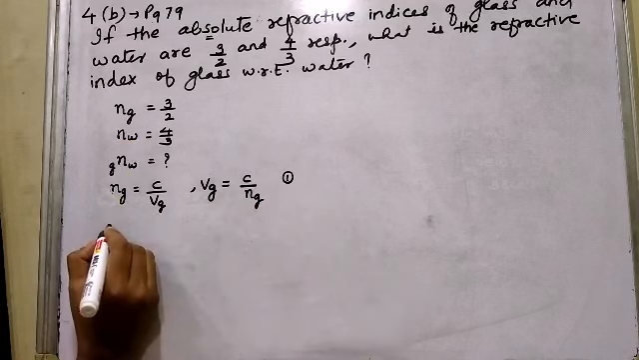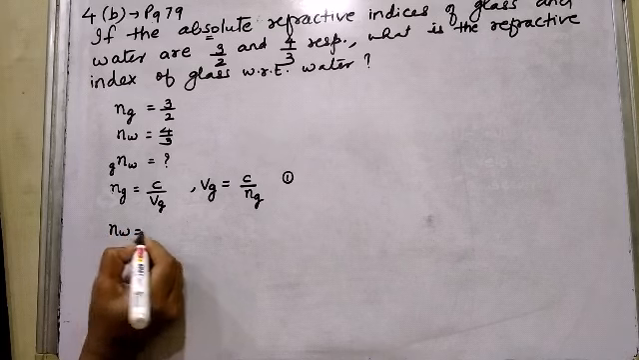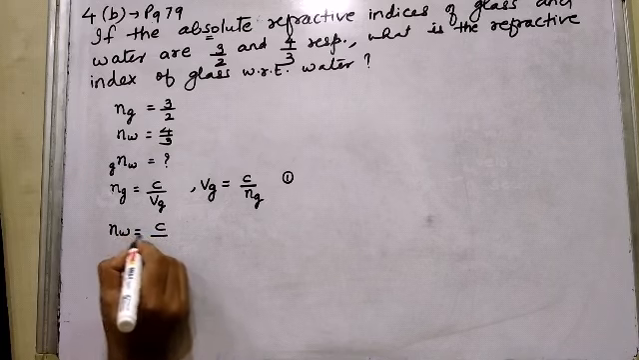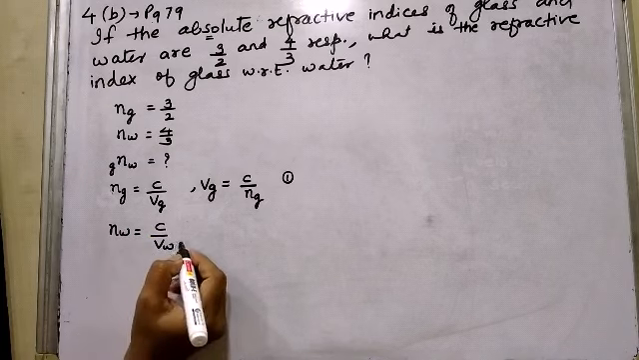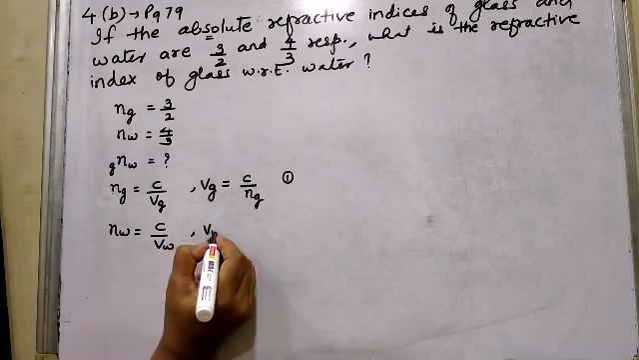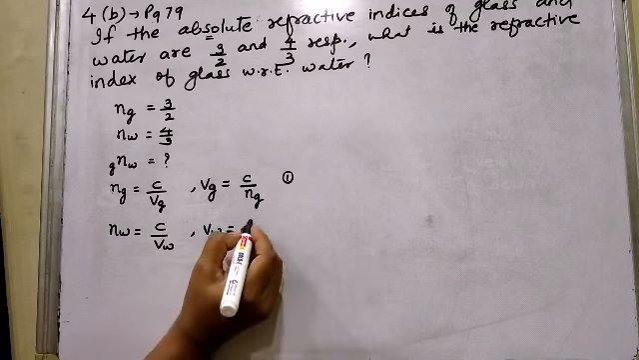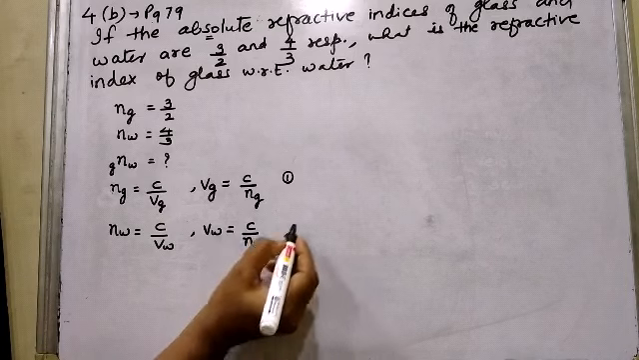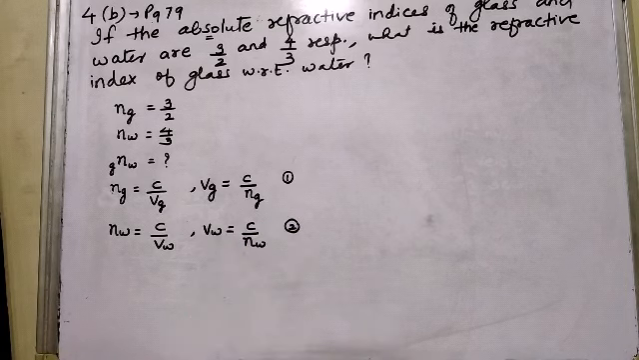Now absolute refractive index of water will be equal to velocity of light in air or vacuum divided by velocity of light in water, that is Vw. So Vw will be equal to C upon absolute refractive index of water. Let me take it as equation number 2.